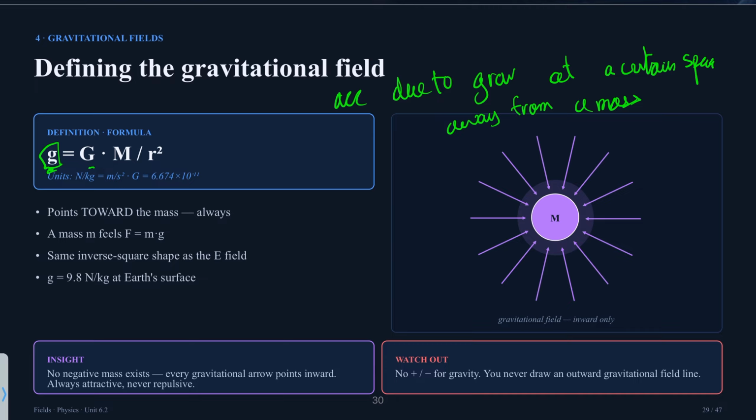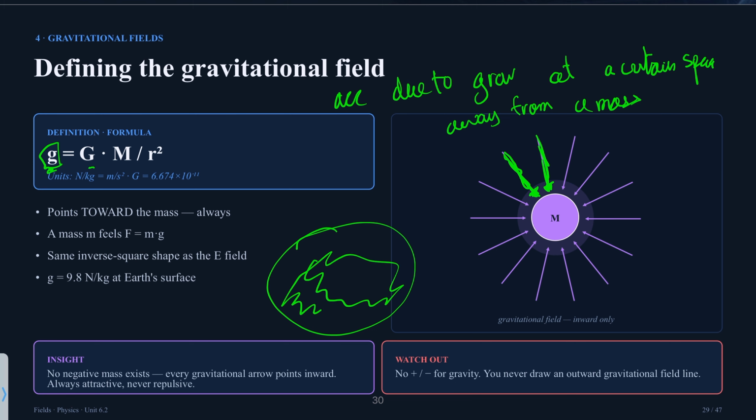And gravitational fields always point inward. So they're like electrons, but there is no outward field here. Always inward gravitational fields, always pointing towards the mass. Think of it like the Earth is over here, so there's some bad continents, but whatever. You're over here. Which direction are you going to accelerate? You're going to accelerate this way, towards the Earth. The Earth is pulling you towards itself.